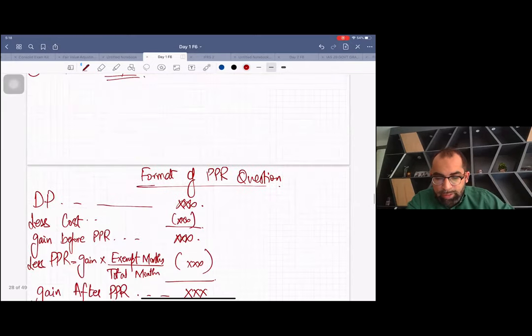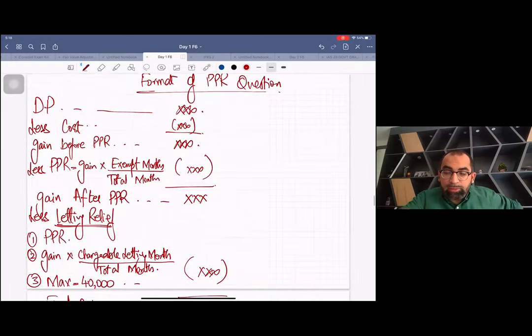Now, the final format of PPR, the full-fledged question of PPR comes like this. This is the final calculation. First of all, you will write the disposal proceeds of that house. Then you will subtract the cost. So you will get the gain before PPR.